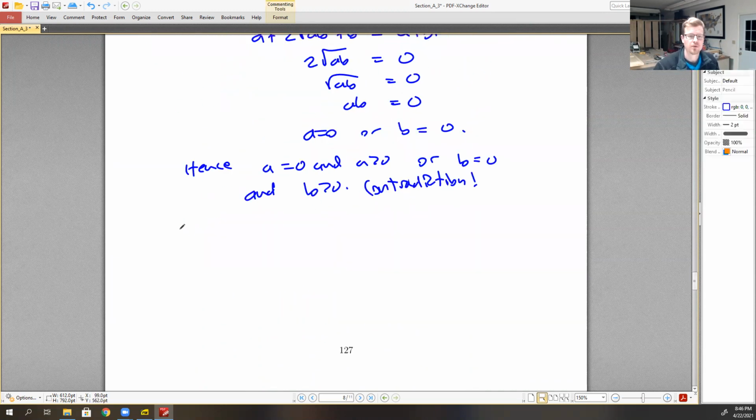So therefore, the square root of a plus the square root of b cannot be equal to the square root of a plus b. And that's it. That is a proof by contradiction.